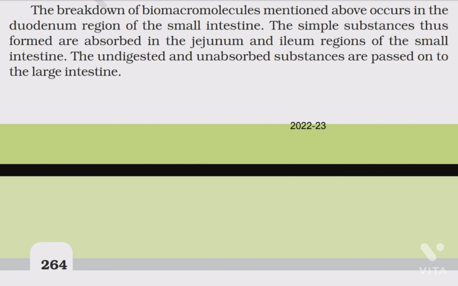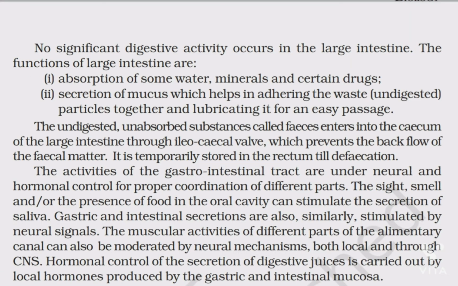The undigested and unabsorbed substances are passed on to the large intestine. No significant digestive activity occurs in the large intestine. The functions of the large intestine are: first, absorption of some water, minerals, and certain drugs. Second, secretion of mucus, which helps in adhering the waste, undigested particles together and lubricating it for an easy passage.